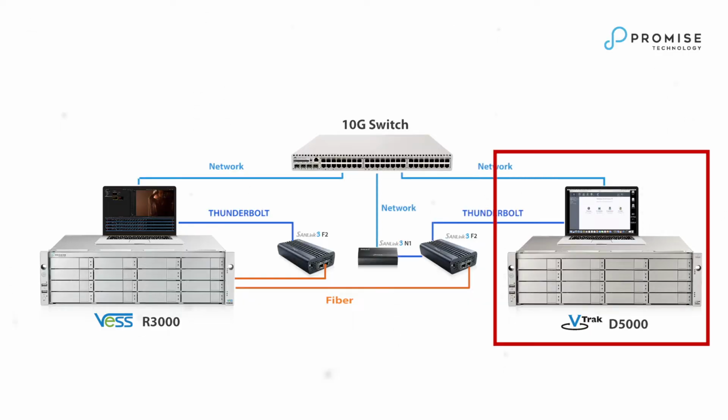The other MacBook Pro connects SendLink N1 to network switch and SendLink 3 F2 to Vess R3600 fiber channel ports. This MacBook Pro also runs backup third-party software for data archive. It archives the data in Xsan volume in Vess R3600 to VTrak D5000 NAS share.